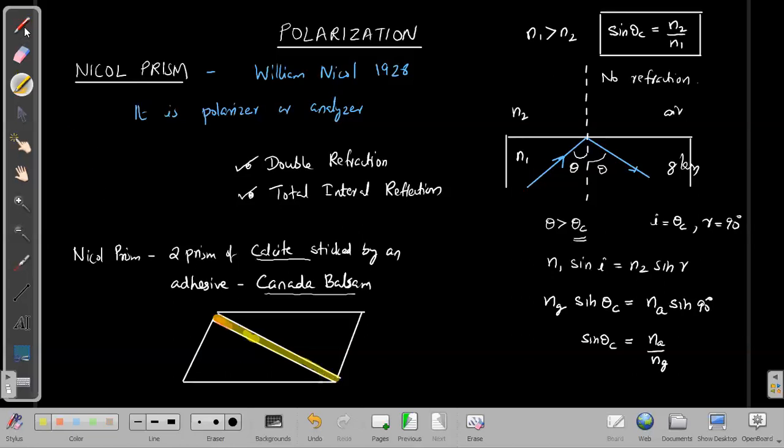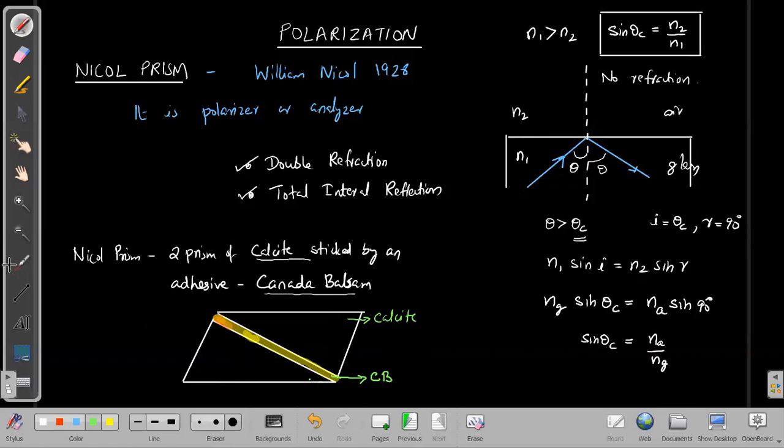Good. Okay. This calcite is also calcite. Now this one is your Canada balsam adhesive.